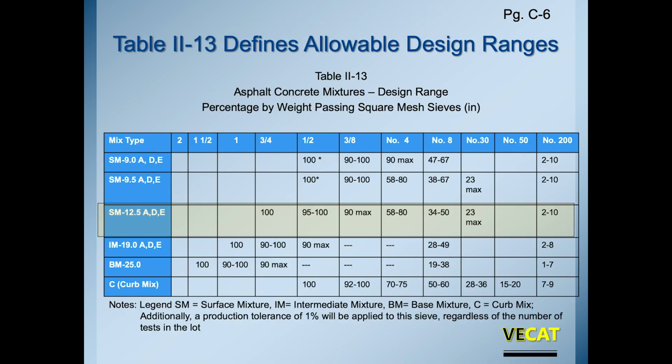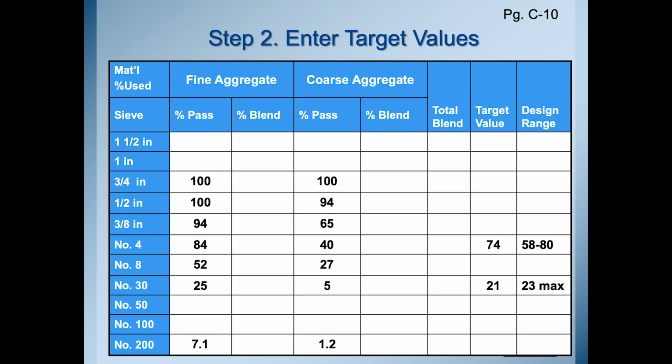So as I said a minute ago, you have to go back to table 213. Table 213 has the SM 12.5A blend requirements for the design ranges. You pull those off of that table and put them back into that table I showed you just a minute ago, and you start to set your target values. These target values are going to come from your mix designer. They typically come from experience. There's somebody who has worked in this field and has determined where they typically would be based on the aggregates they're using.